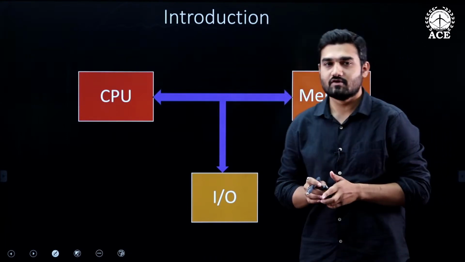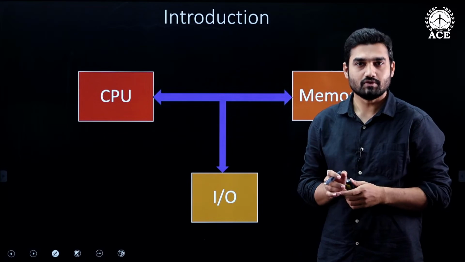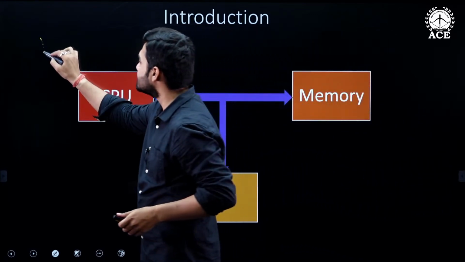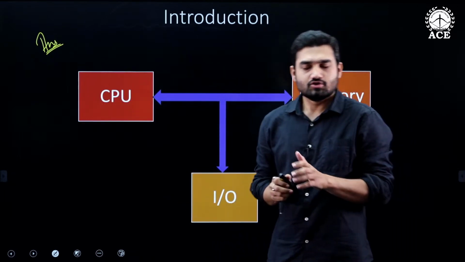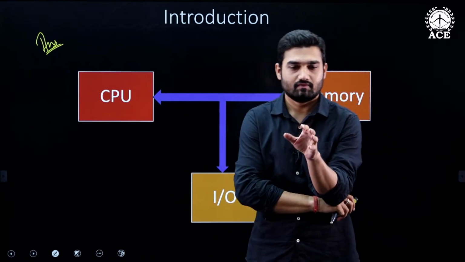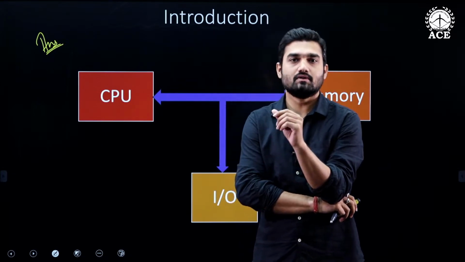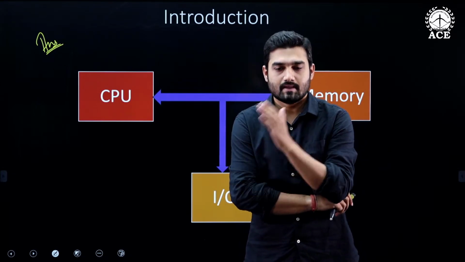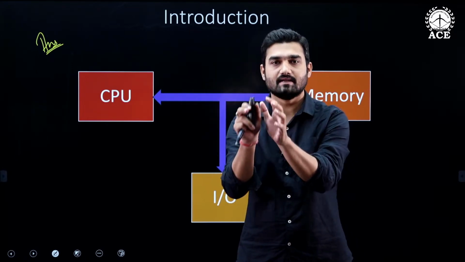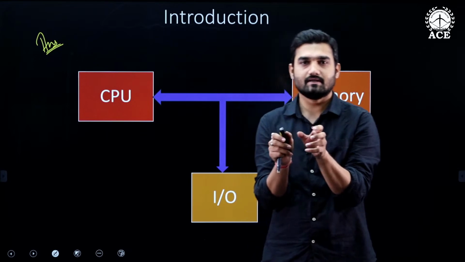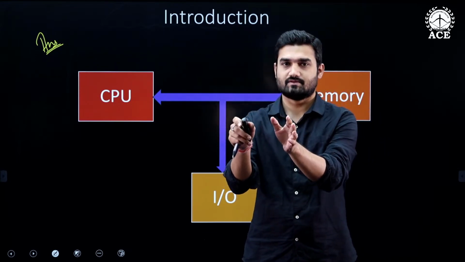So the question was all about, do you know a digital computer? From here our answer starts. If you see any digital computer, we have a CPU, an input output module, and a memory module. They are all connected. How are they connected? Via some lines. A set of those lines is called a bus.